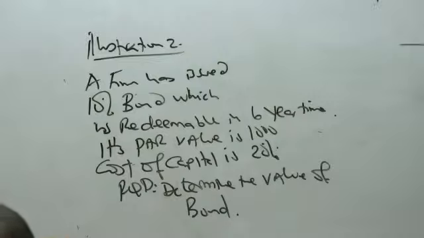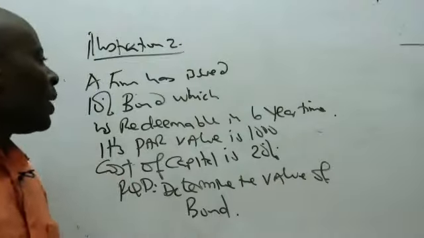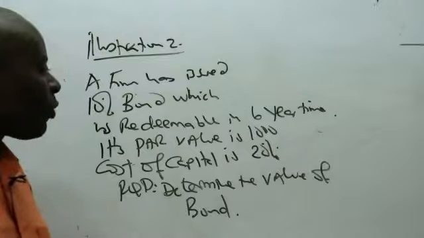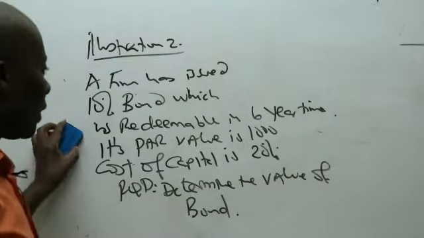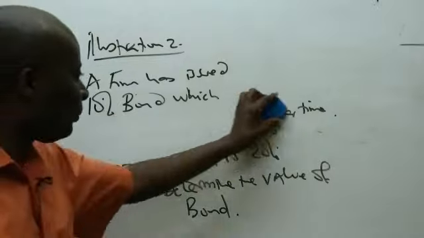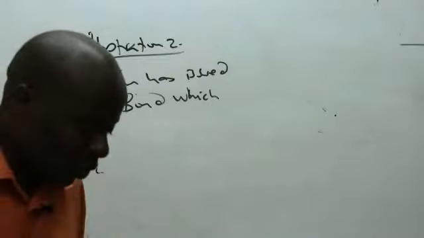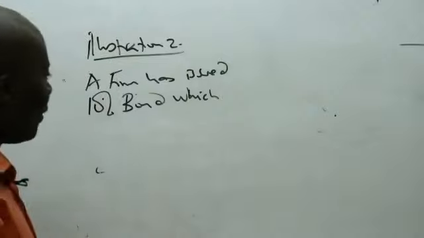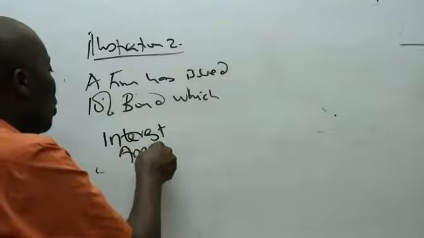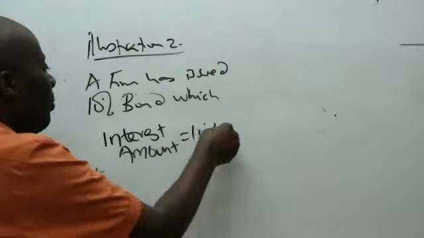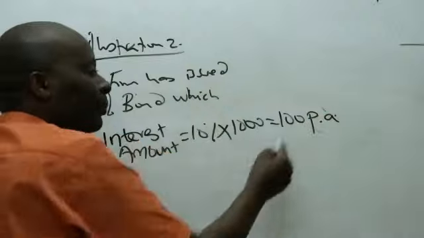It's quite easy. What these students have done, because it's redeemable, they have been able to know straight away that you have got two types of cash flows. Which cash flows are these? We have number one, the interest amount. It is 10% of the par value, which is 1,000, which is 100 per annum.